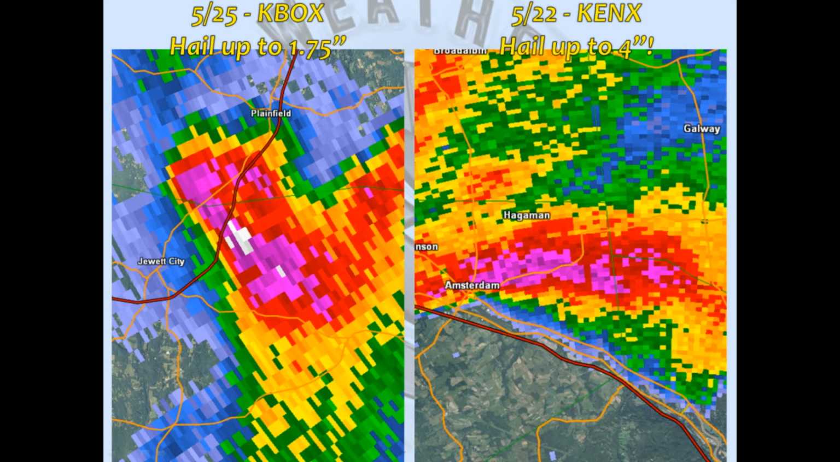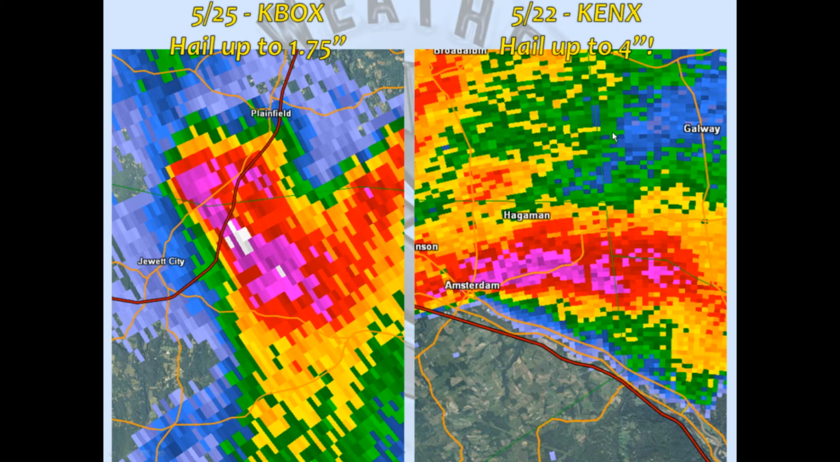So here are two storms around the time that they produced these hail reports. The one on the left was in New London County, in our county warning area, and produced hail up to the size of golf balls, at least reports of hail up to the size of golf balls, 1.75 inches in diameter. The data are actually from the Boston radar, KBOX, on May 25th. And then the storm on the right produced hail up to the size of 4 inches in diameter, so we're talking about grapefruit size hail. And this was in Albany's county warning area, and the radar was indeed Albany's radar, KENX.